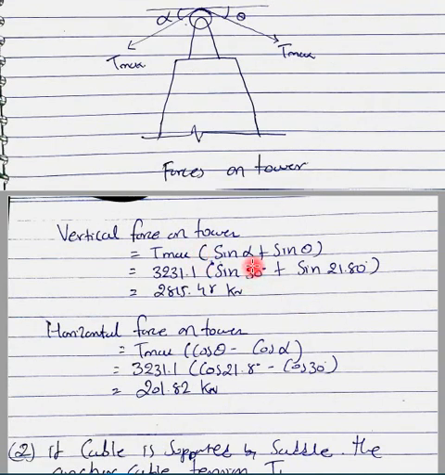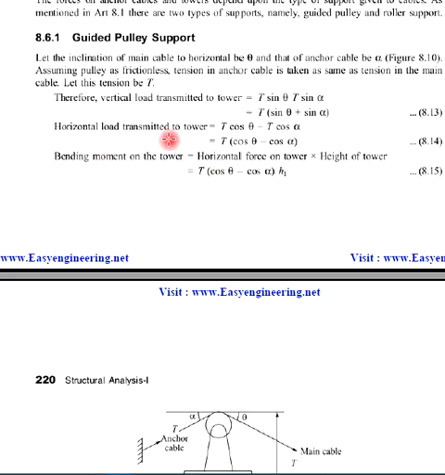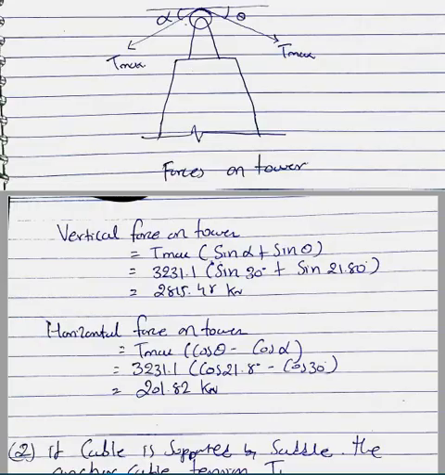So alpha is 30 degrees and theta we have derived as 21.80 degrees. So how much is the vertical force transmitted to the tower? 2815.48. In the same way for the horizontal force, we have the equation T cos theta minus cos alpha. After putting in the values, T max is equal to 3231.1, theta is 21.8 degrees and alpha is 30 degrees. So you will get the horizontal force on the tower as 201.82 kilonewton.